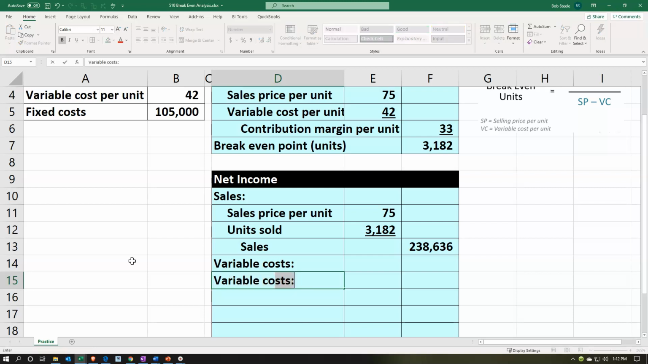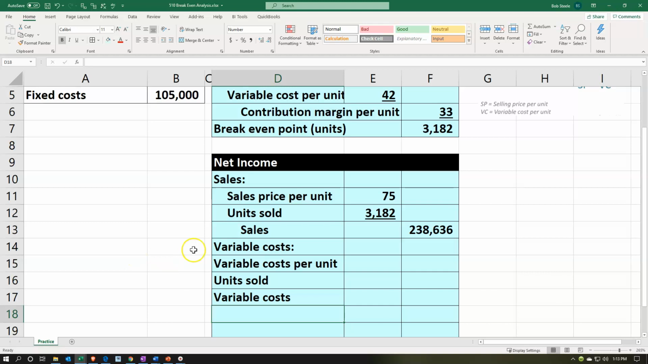So variable costs per unit, and then we want the units sold once again. Let's take that from up here. That's going to give us our variable costs total. And also note, if this is new, you'll start to see variable costs per unit and variable costs in total. You have to start breaking out the unit when you're talking about units versus the total.